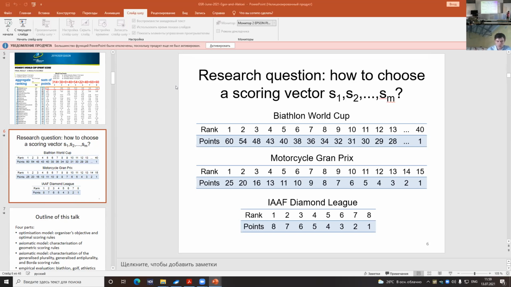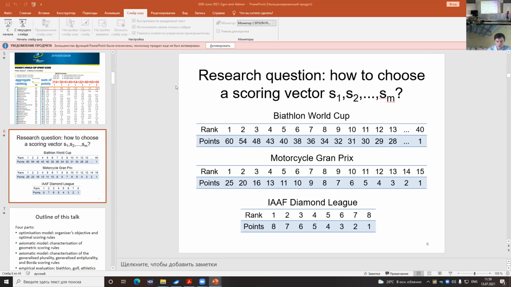It is an interesting example that the Diamond League, which is on athletics competitions, for instance, men running sprints, throwing events, and so on, uses the Borda scoring rule for their events. So it is an arithmetic progression. So 8 points for first position, 7 for second, 6 for third, and so on.